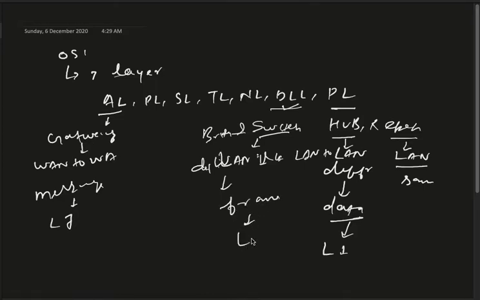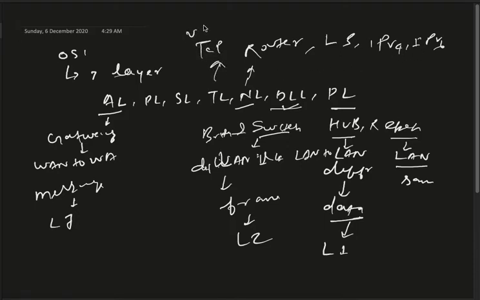And layer 2, network layer. The device is a router, and layer 3, and protocols IPv4 and IPv6, all their properties, and transport layer TCP and UDP, all the concepts are covered in layer 4. So this is the OSI model.